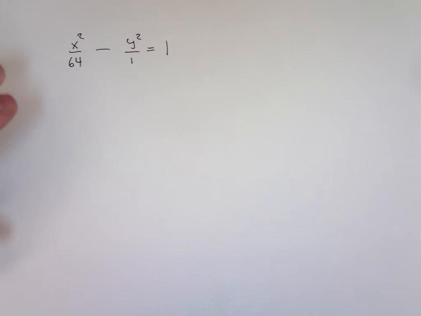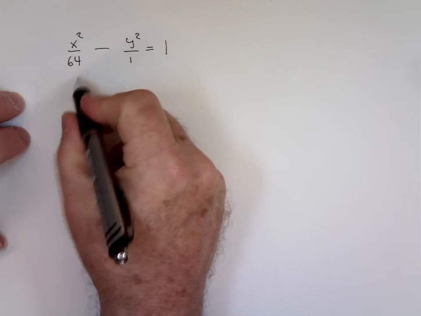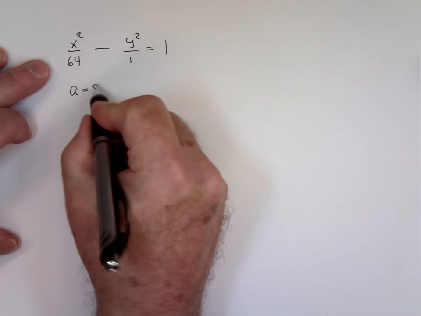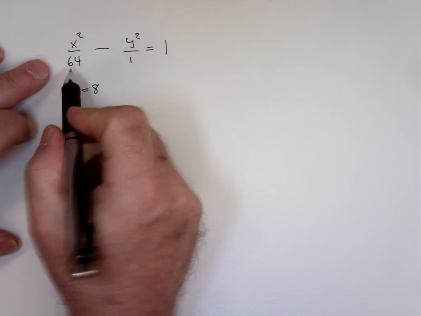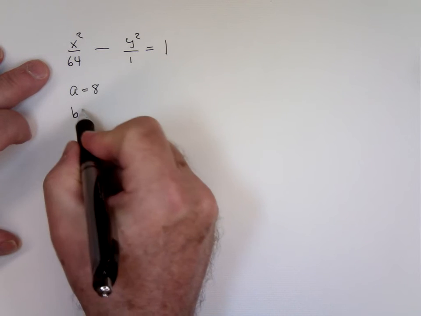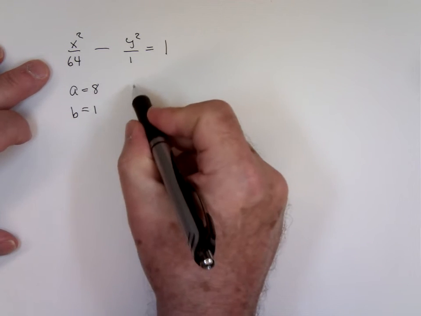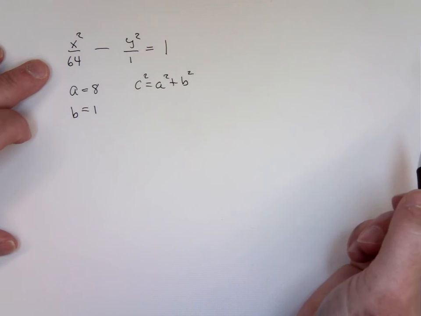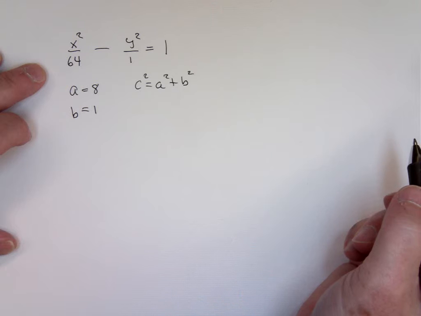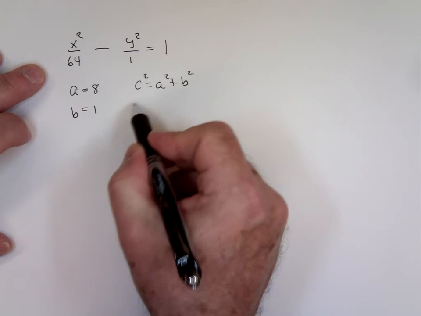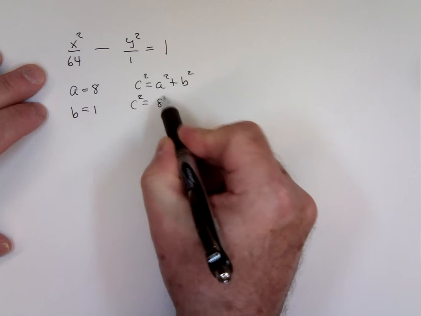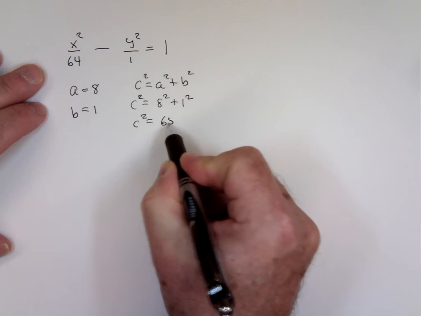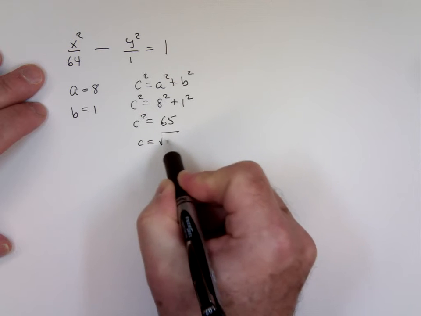But here you go, you ready? You've got a squared is 64, a is 8. The a is always the positive guy. The b squared is 1, so b is 1. And in this, c squared is equal to a squared plus b squared. That's for hyperbolas. So c squared is equal to 8 squared plus 1 squared. C squared is 65. C is the square root of 65.